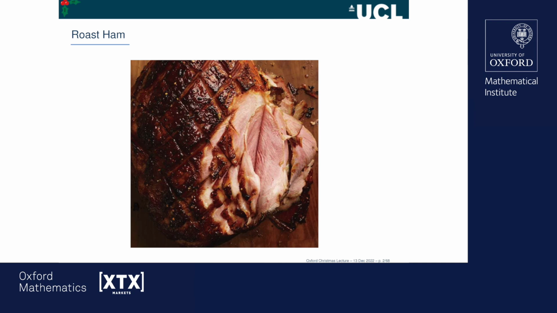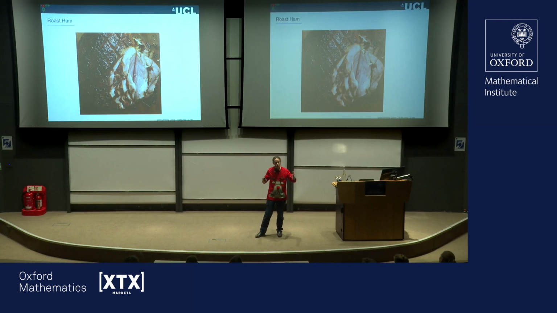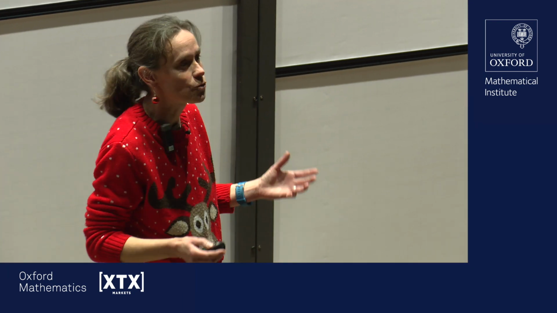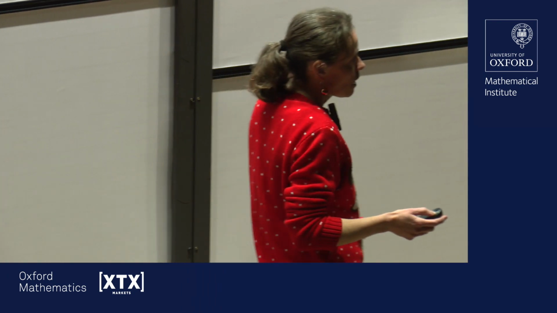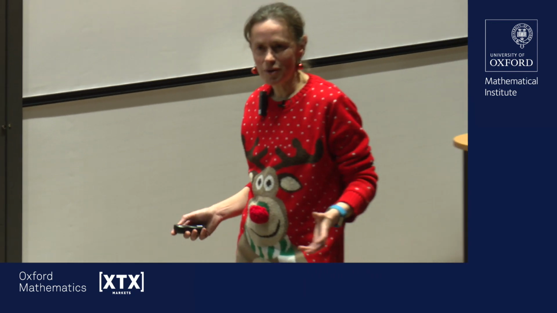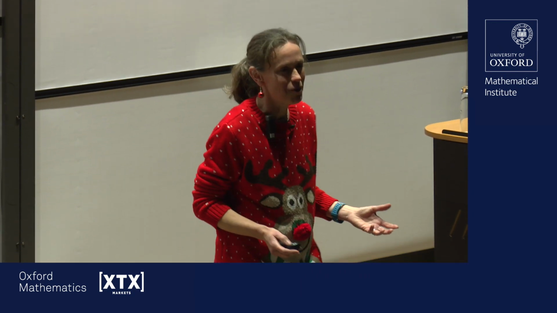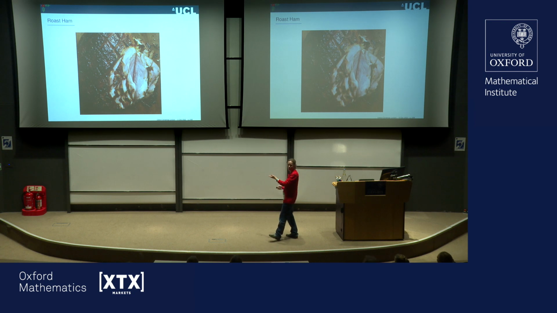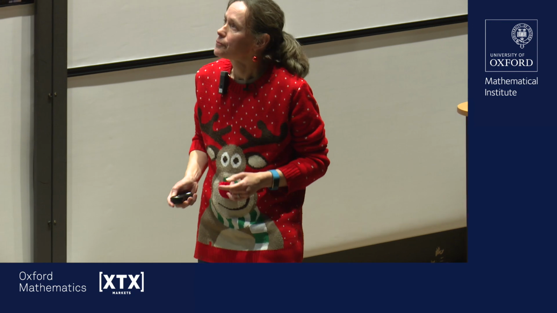For each of the foods that I discuss today, I'm going to be using different mathematical techniques. But for the roast ham, I'm going to assume, because I'm a mathematician, that it is a spherical ham. And actually, that's not a terrible approximation, right? How long do we need to cook our ham?